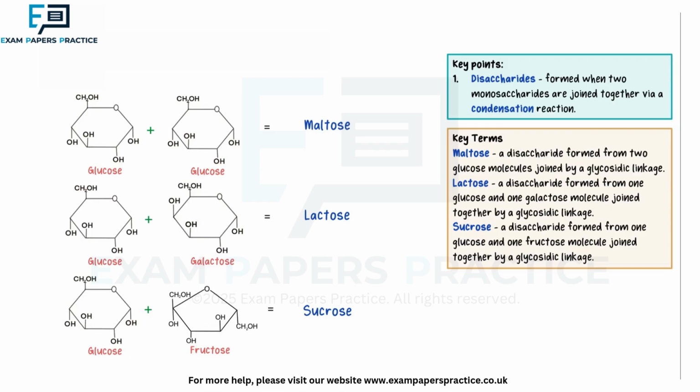Now let's look at disaccharides. Disaccharides are formed when 2 monosaccharides join together. Here are some examples. Maltose is formed from 2 glucose molecules. Lactose is made from glucose and galactose, and sucrose is made from glucose and fructose. Note that although fructose forms a pentagon shape in its ring form, it is actually a hexose sugar. Here is carbon 1, then carbon 2, 3, 4, 5, and finally carbon 6 here.